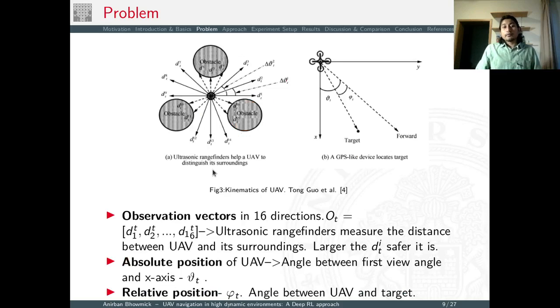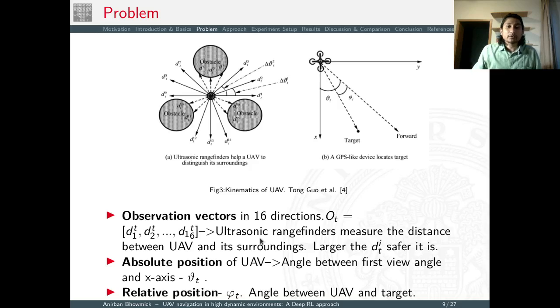So for a UAV, it has several observation vectors. These are all 16-dimensional vectors. These are given from the ultrasonic range finders, the LiDAR finders, which sense the environment and give the UAV different information. So these are the distances in 16 dimensions of the UAV from each of these obstacles.